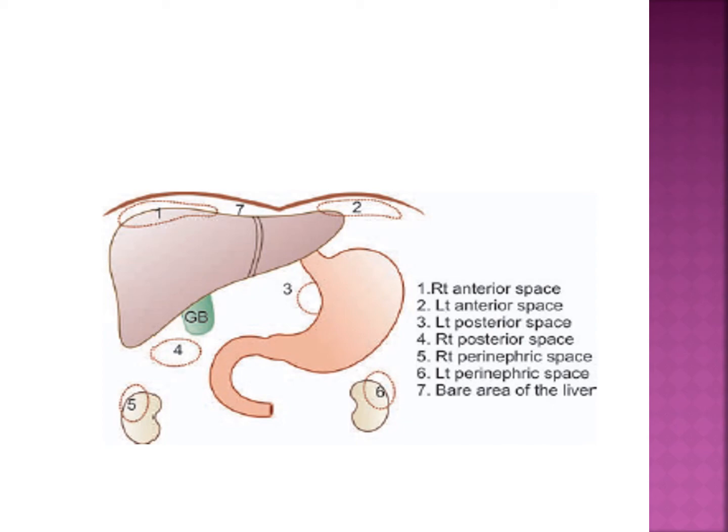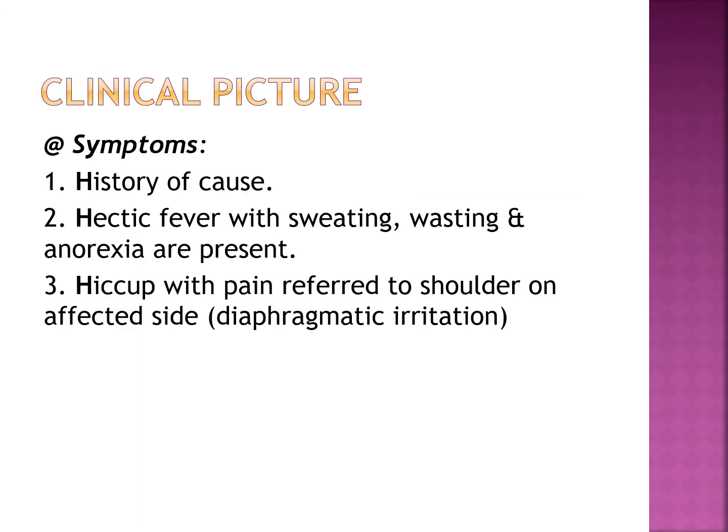Then we have 3 extraperitoneal spaces: the right and left perinephric spaces, where infection usually occurs following hematoma or trauma to this area. And the last space is the bare area of the liver, where collection occurs after perforation of an amoebic or pyogenic liver abscess. So these are the important anatomical spaces where pus can collect, and they are all known as the subphrenic spaces.